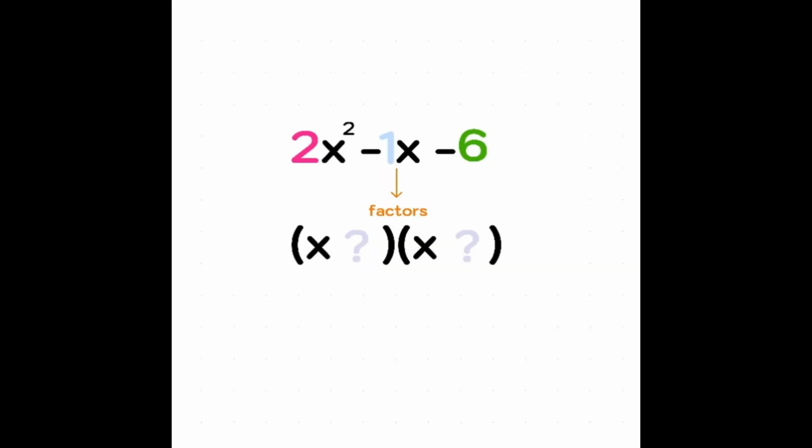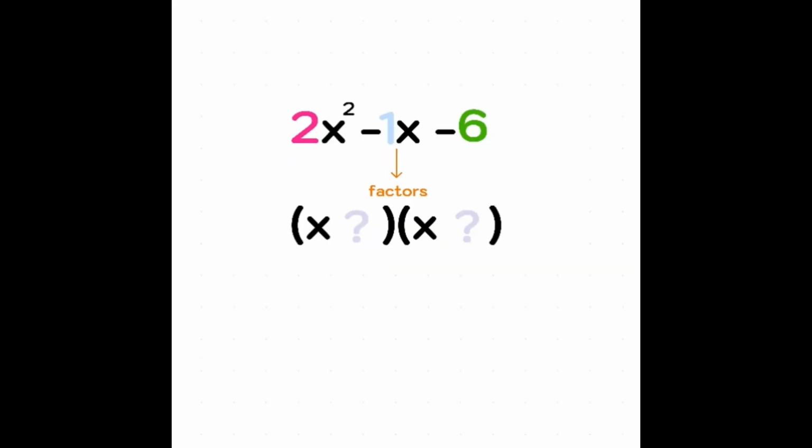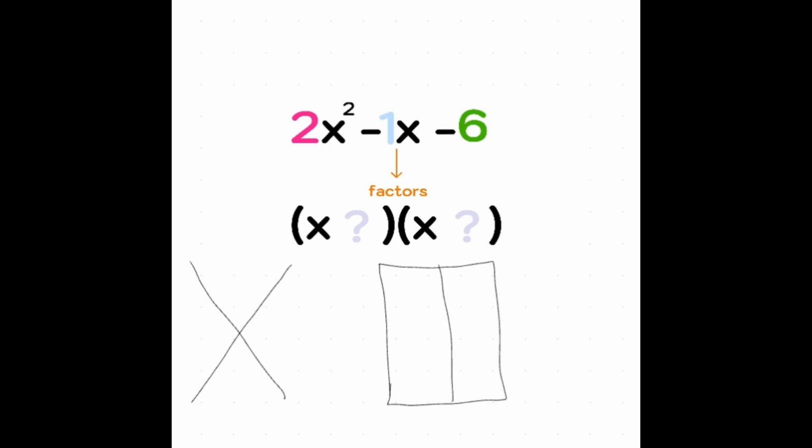So first, what we're taking a look at is 2x squared minus x minus 6. So I'm going to draw our diamond right here, and then I'm also going to draw our box off to the side. And these are just going to be tools to help us, and I'm going to walk through it. It's really easy once you get the hang of it.